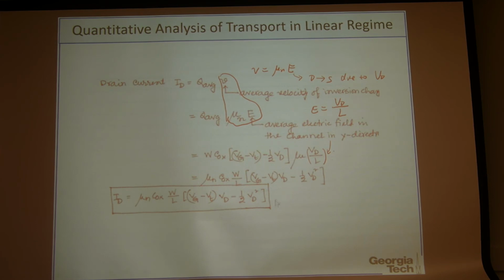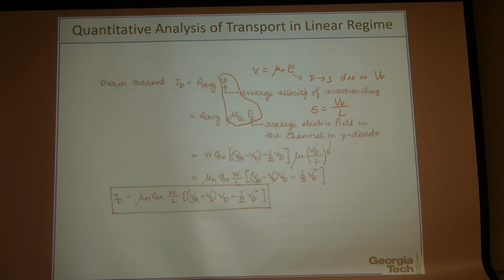And then here in this bracket, you have some voltage terms. So Vg minus Vt is gate voltage minus threshold voltage, then multiplied by drain voltage Vd, and minus half Vd squared. So you see here the current depends on both gate voltage and drain voltage. So this equation is very important. You are going to use this over and over in the rest of the semesters. Any questions?